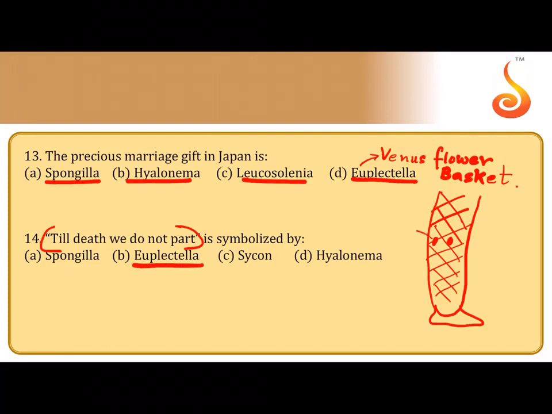Okay, now these animals, these crustaceans which get trapped inside the Venus flower basket, are called the spongicolid shrimps. They are very small. They get trapped inside when they are small, but once they grow they cannot escape from the basket, from the sponge, and therefore they spend the rest of their lives together and they produce offsprings. They also die together inside, and that's why it is a symbol of till death do us apart, which is one of the important foundations of marriage, and as a result it is given as a precious marriage gift in Japan.